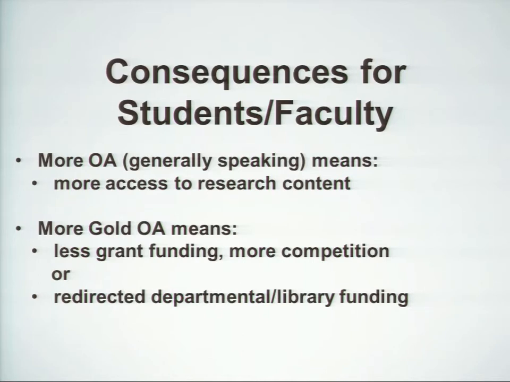Consequences for students and faculty: obviously, in general terms, more OA means more access, which is great. More gold OA for researchers means actually less grant funding, to the degree that APCs are written into grants by other people. And it means, therefore, more competition for grant funds. Or it means that the money comes from elsewhere, which almost invariably is going to be either out of your own personal pocket or from your library or your academic department.